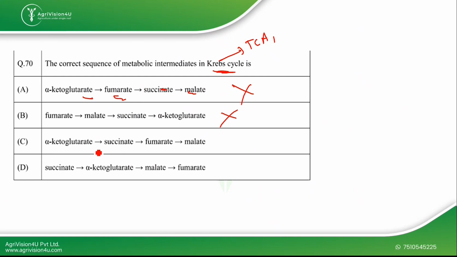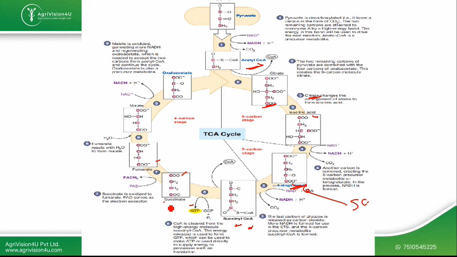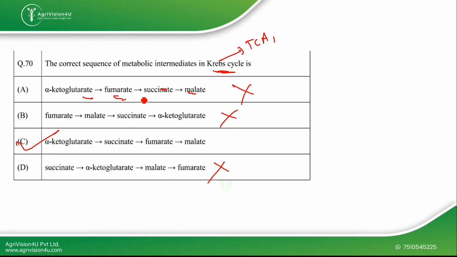Okay, alpha ketoglutarate to succinate to fumarate to malate. Okay, this can be considered. Let's check the option D. Succinate to alpha ketoglutarate, malate, fumarate. No, because after alpha ketoglutarate there is succinate. Here you can see alpha ketoglutarate, succinate, fumarate, malate, oxaloacetate, and here it is given this end. So option C is the correct answer for this question.